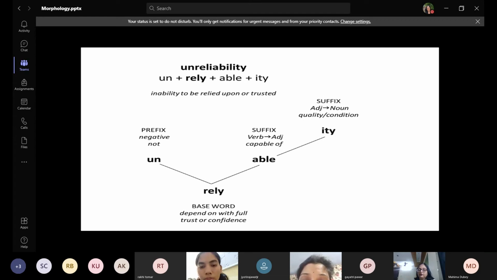Okay, unreliable. Now by joining ity to unreliable, you can also make it unreliability. Okay, so this one word has got 4 morphemes. Of these 4 morphemes, 2 are suffixes and 1 is a prefix, or you may say that there is 1 free morpheme and there are 3 bound morphemes.